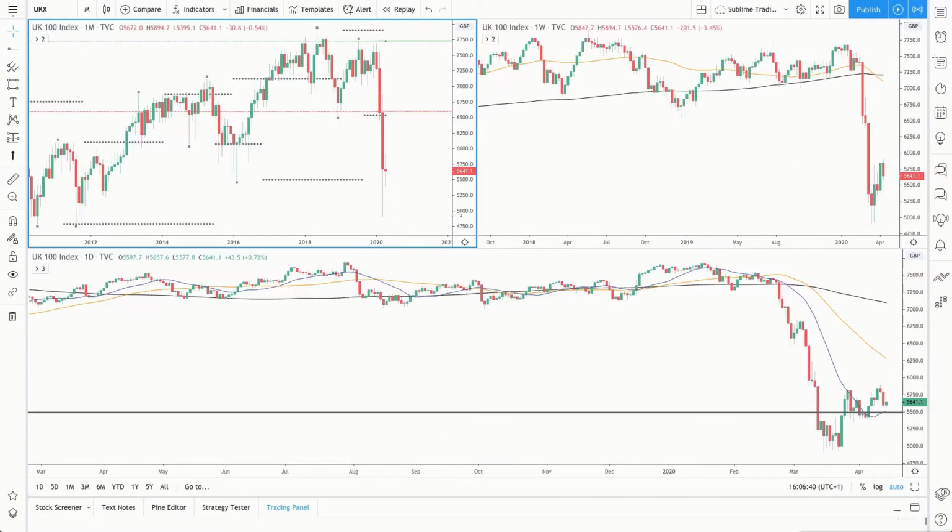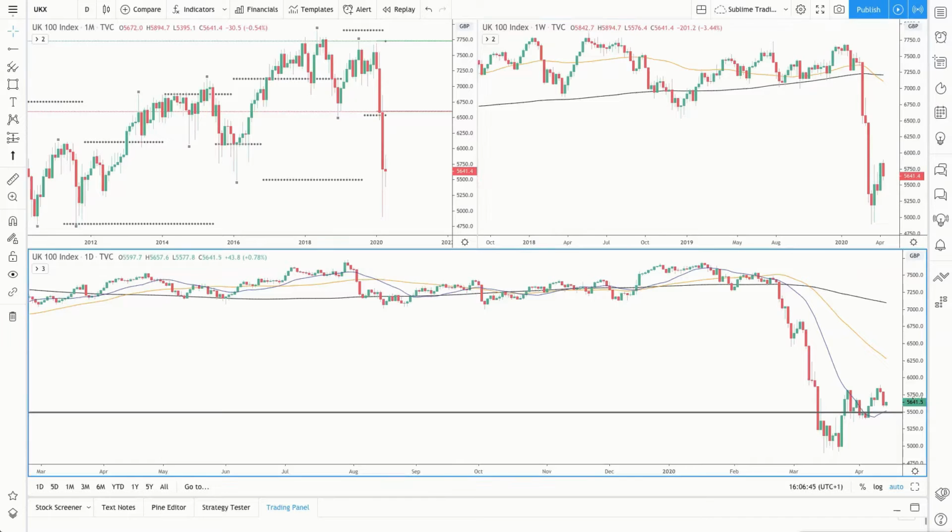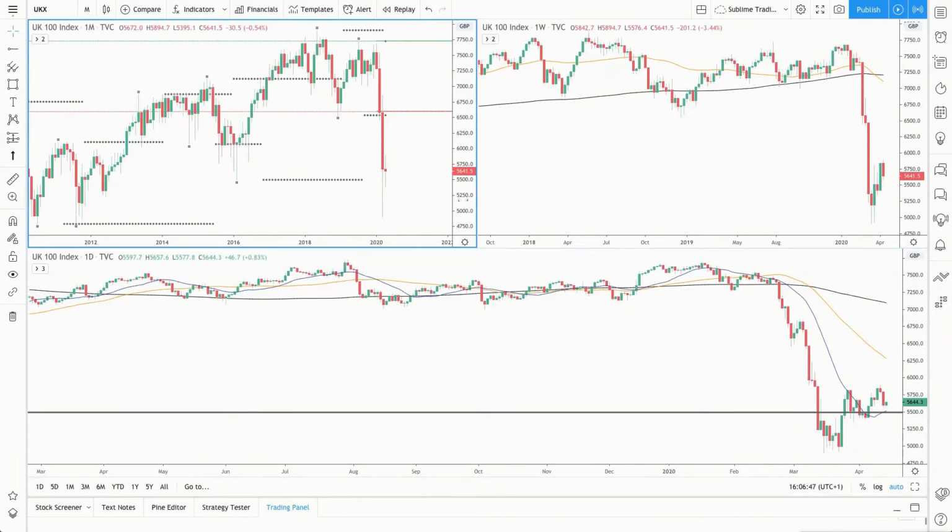Here we have our three-screen setup. We have the monthly in the top left, weekly in the top right, and the daily chart here at the bottom. Starting with the monthly on the FTSE, we can see price is still finding support at the low of February 2016. April is looking like an indecision candle so far.